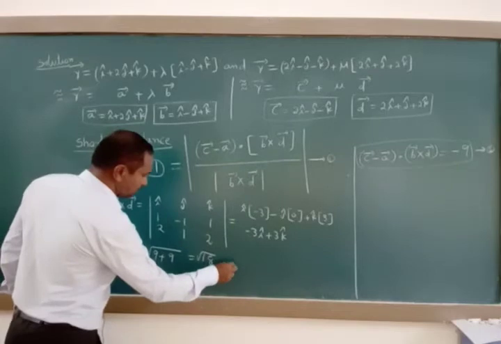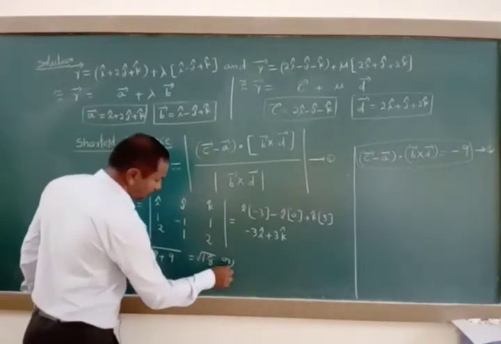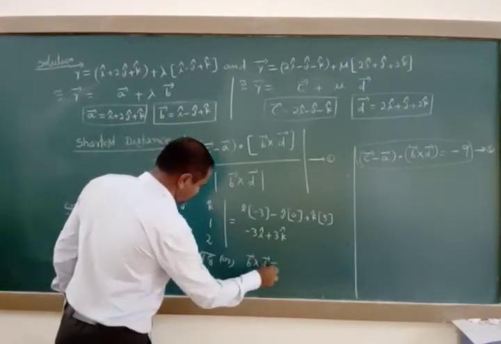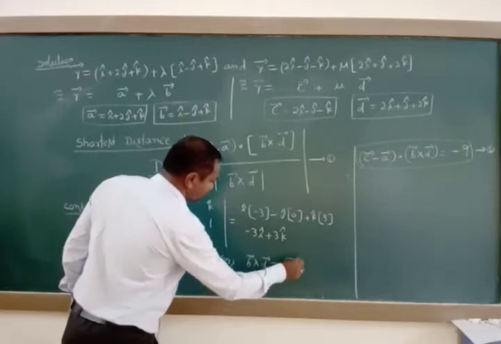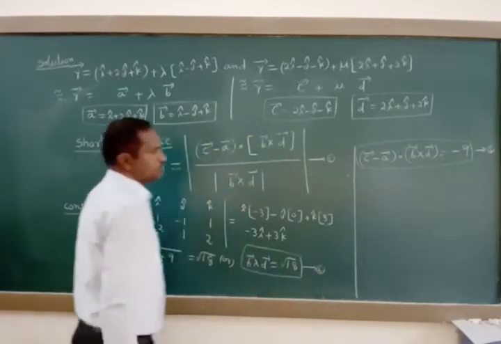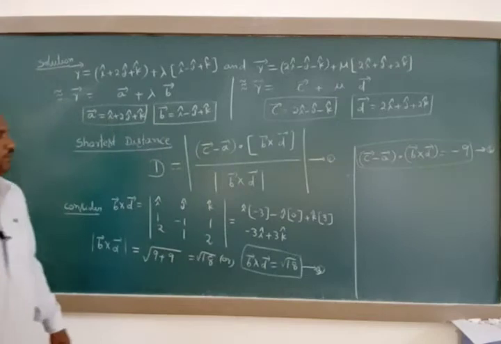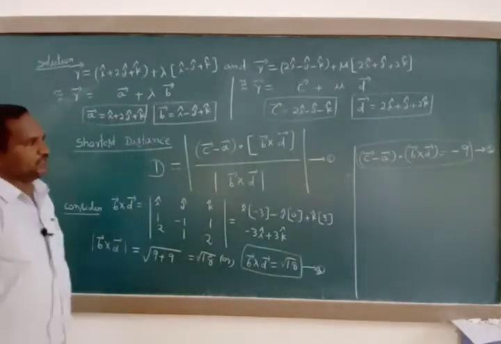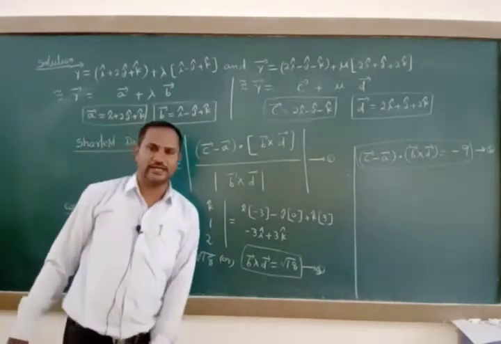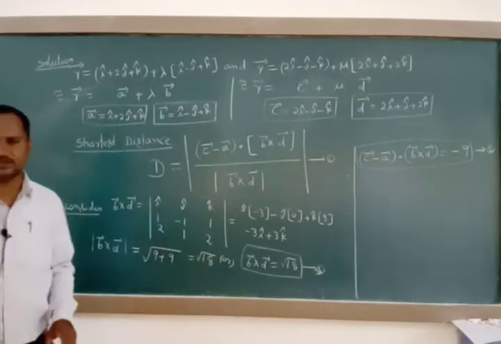Otherwise you can write the magnitude of b vector cross d vector is equal to square root of 18. This is equation number 3. Now put equations 2 and 3 in equation number 1. Equation 2 is minus 9 and equation 3 is root 18. Put these two values in equation number 1, and you will get the shortest distance between the two lines.